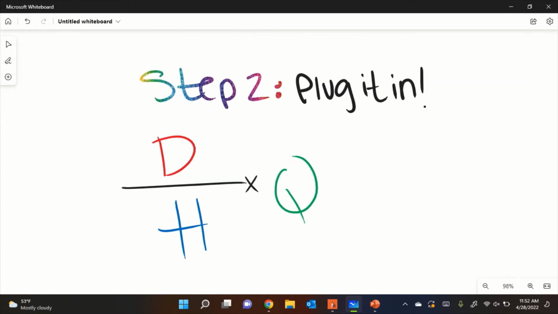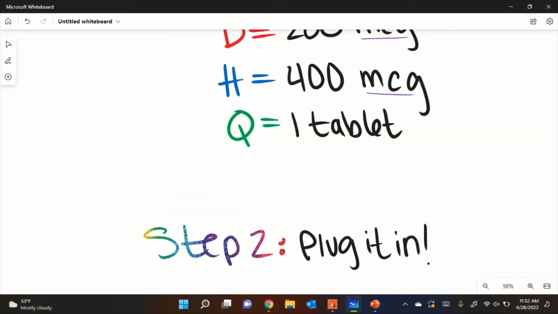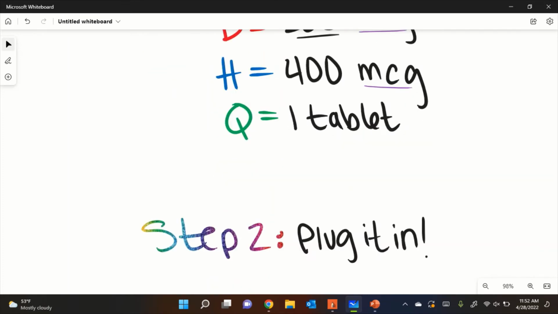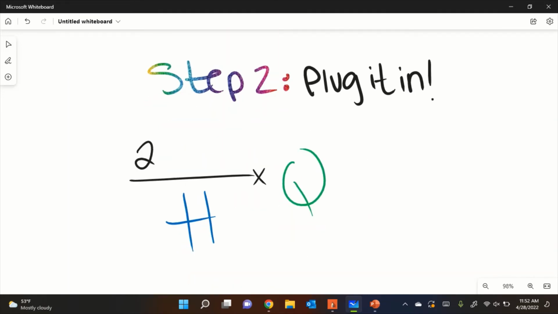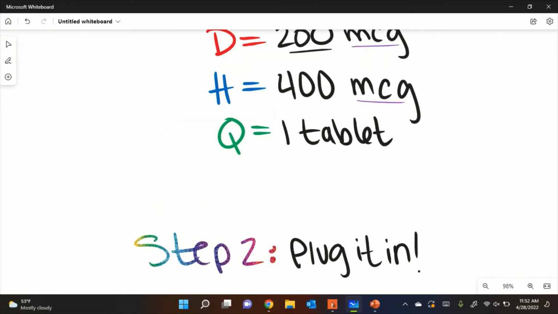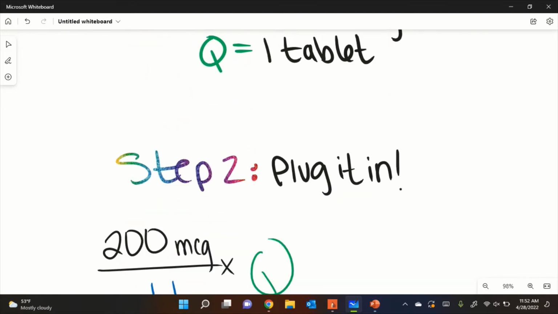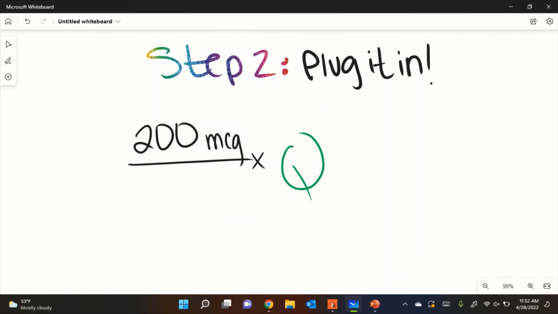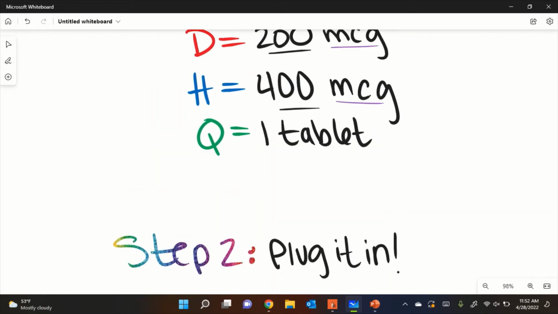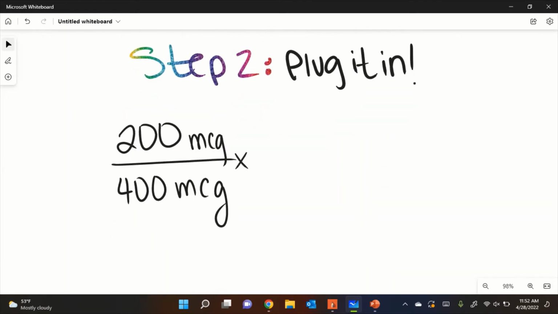Plug it in. D is not D. D is 200 micrograms. H is not H. H is 400 micrograms. And Q is not Q. Q is 1 tablet, which again, I'm going to abbreviate as tab here for the sake of space. We can do our math now.